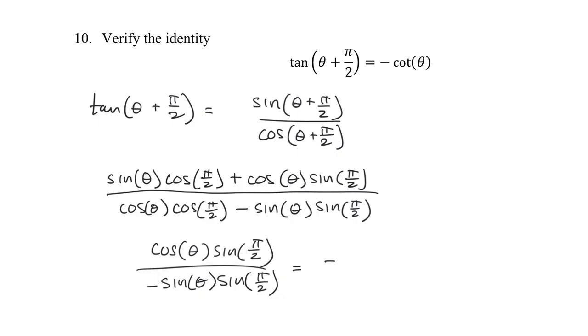So we're left with cosine theta over sine theta with this negative sign that carries over, and then the definition of cosine over sine is cotangent. So this is negative cotangent theta.